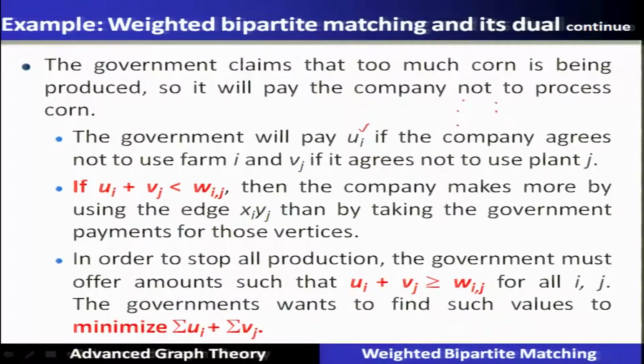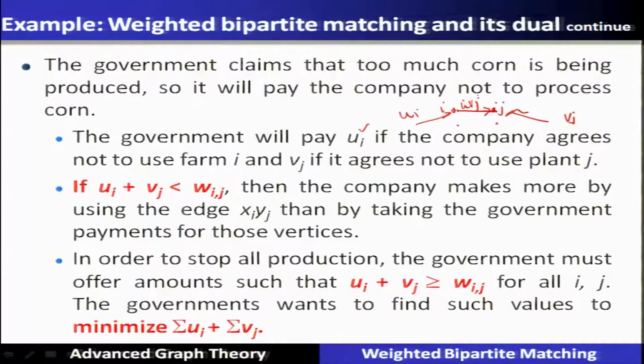So, in the earlier problem setting, we have seen that there is an edge for sending from i to j. Now, this i and j will also carry weights on the vertices. So, the government will pay u_i if the company agrees not to use farm i, and v_j if it agrees not to use plant j. So, it is u_i and it is v_j, and this is w_ij.